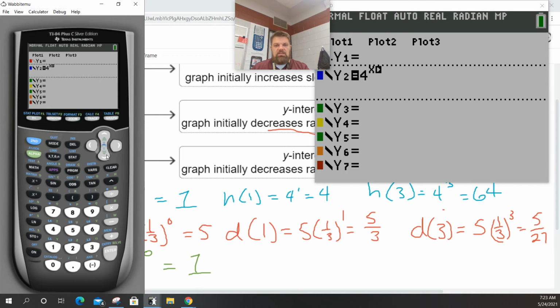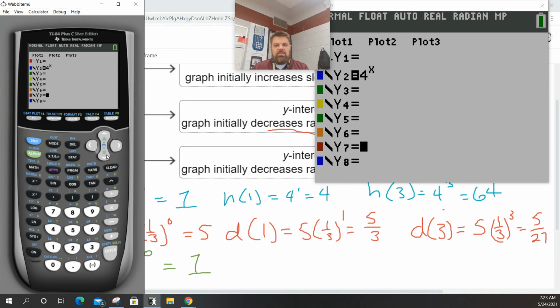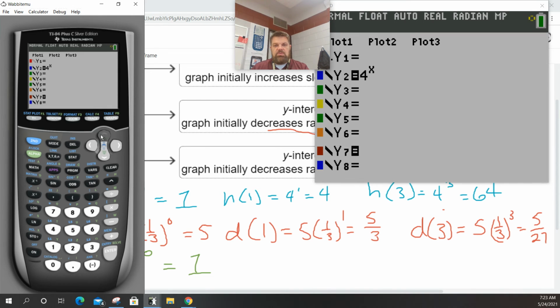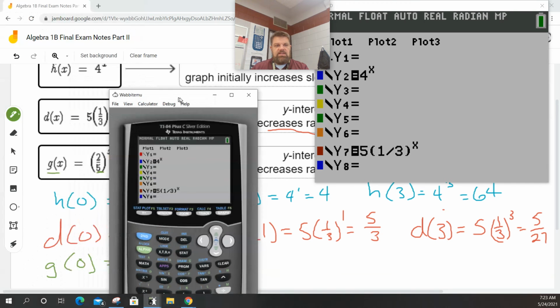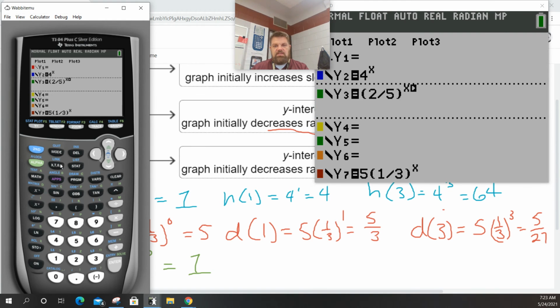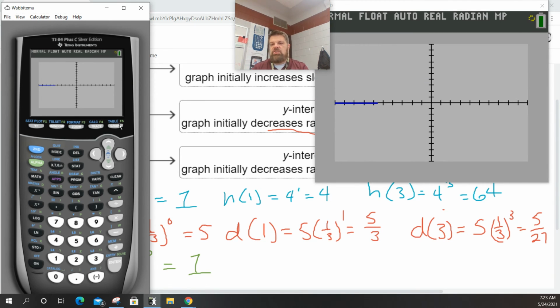And then the next color I did was red, so we'll graph that down here. That was 5 times 1 divided by 3 raised to the x. And then the next color was green, so we'll do that one up here, which was 2/5. So in parentheses, 2 divided by 5 raised to the x. And so let's graph all these, and you can see the different graphs all in one shot.